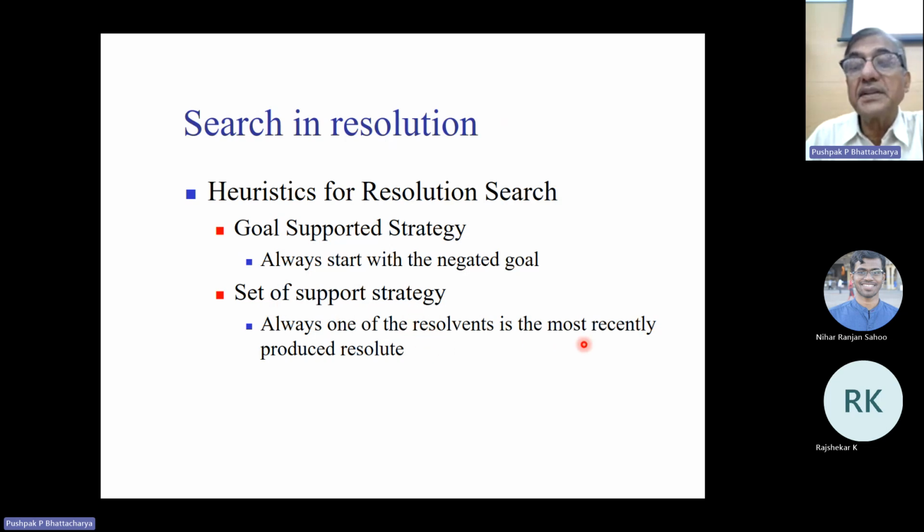And the other heuristic is called the setup support strategy. Always one of the resolvents is the most recently produced resolute. Okay, so by resolution, a resolute comes out, and that is the new resolvent for the next step of the resolution. So these are heuristics for resolution search. Otherwise, resolution search can become extremely complicated and it can also get into a dead end. Okay, for very large problems, resolution has to be made efficient.